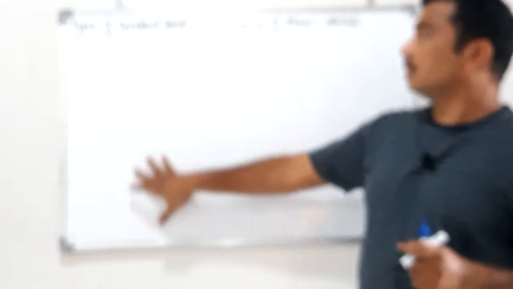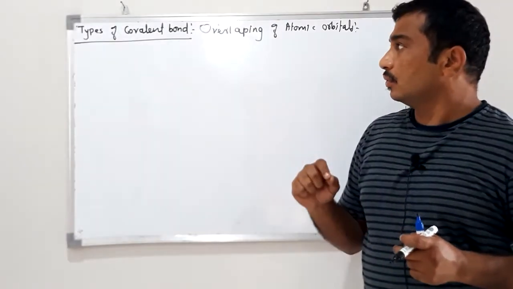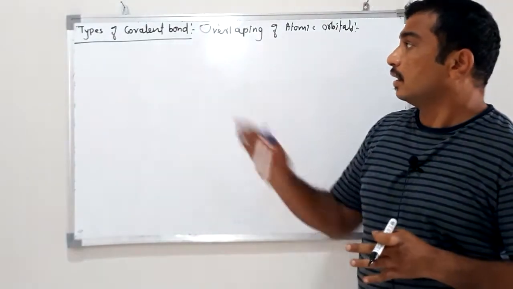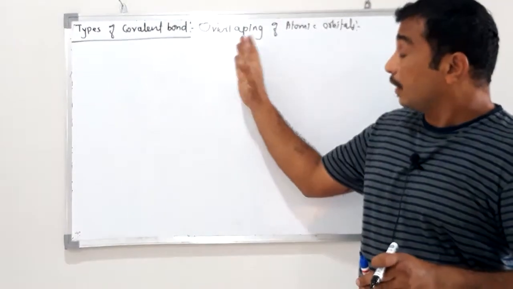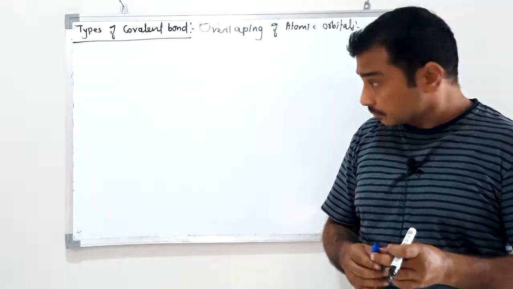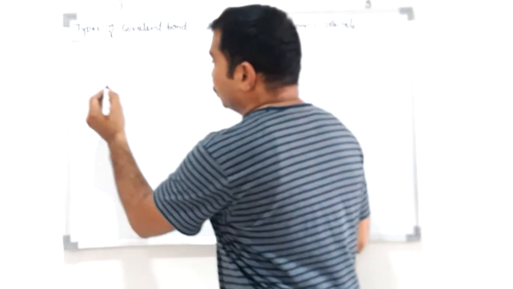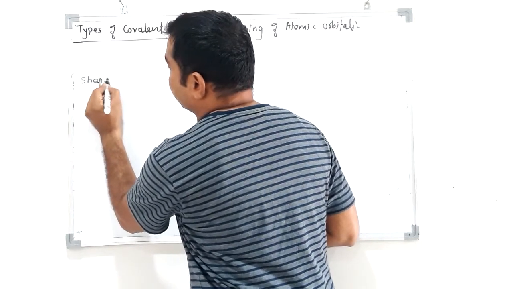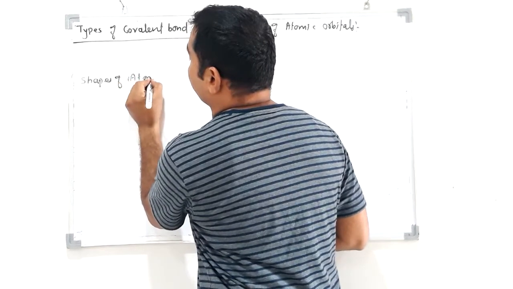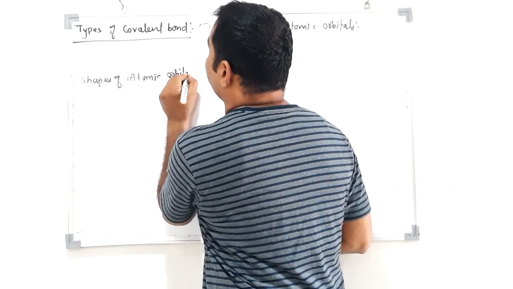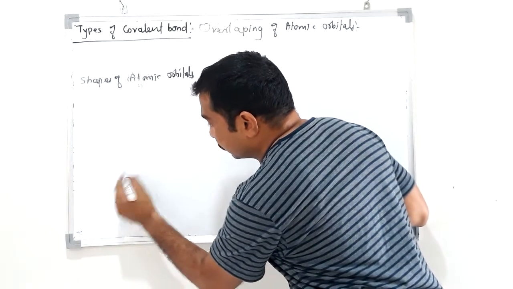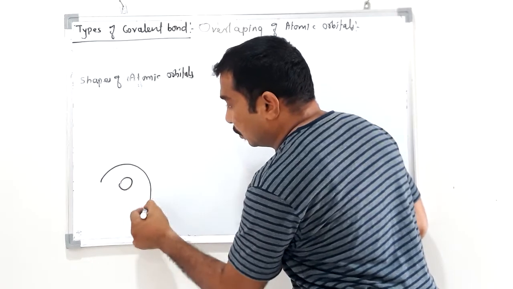Now, in connection with that class, we will again discuss some basic concepts in organic chemistry: types of covalent bonds and overlapping, a very important part, the overlapping of atomic orbitals. Now we know the shapes of different atomic orbitals. I will repeat here: atom, nucleus, then orbit.